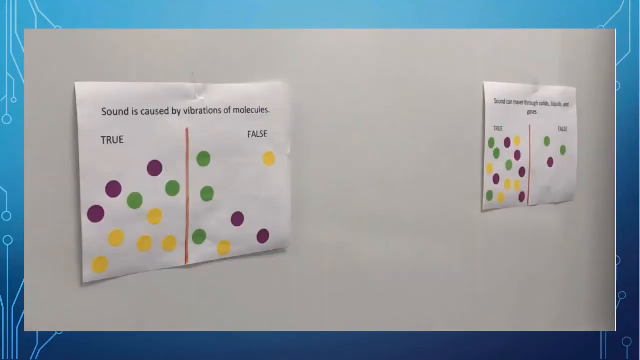To begin the lesson, students started with a gallery walk. 8 statements were posted around the room, such as sound travels fastest through gas. Students were provided stickers and had to indicate with the sticker if they thought each statement was true or false. This allowed us to formatively assess students' knowledge of sound.